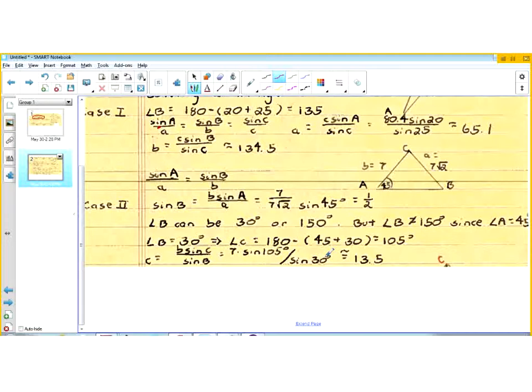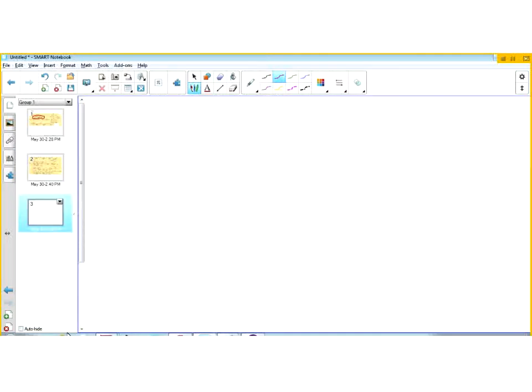So the third case is a little more difficult. There are 4 cases total, so we'll do the third case. Let me paste a note from the lecture notes and copy it.